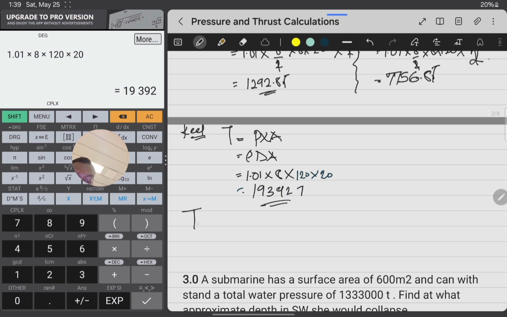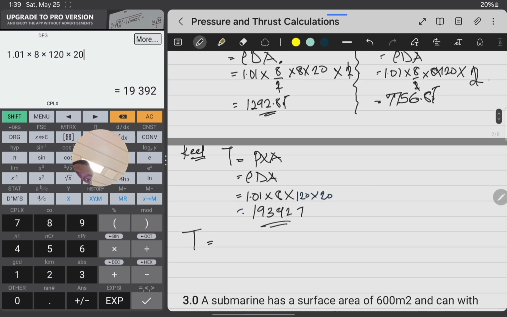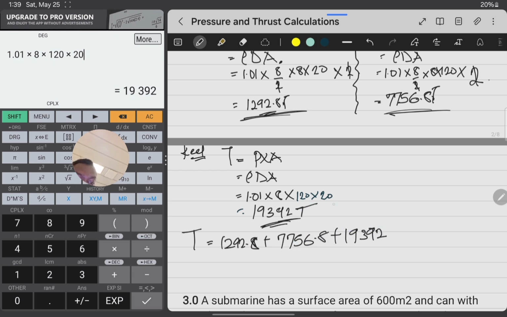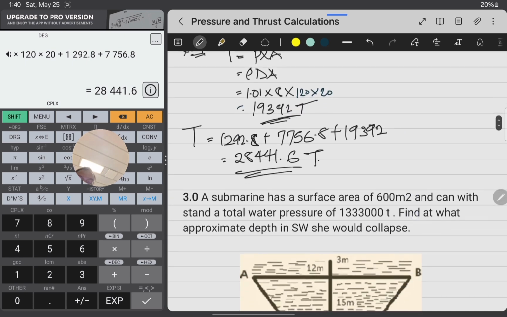So the total thrust will now be from this formula. So we add this to this and to this. So it's going to be 1292.8 plus 7756.8 plus 19392, which would give us 28,441.6 tons. Okay, so that's that.